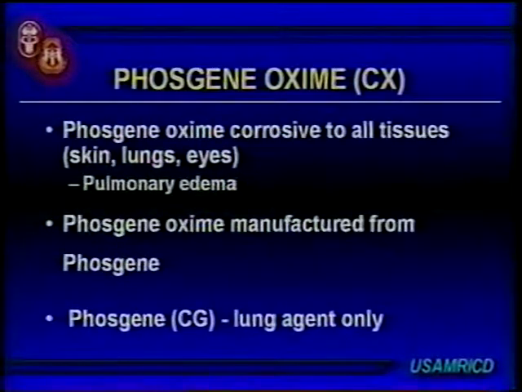It's a very corrosive substance. While phosgene is only a lung agent, has no effects on the skin, phosgene oxime is a corrosive epithelial agent, but obviously if you get this in the lungs, it also is a pulmonary agent.